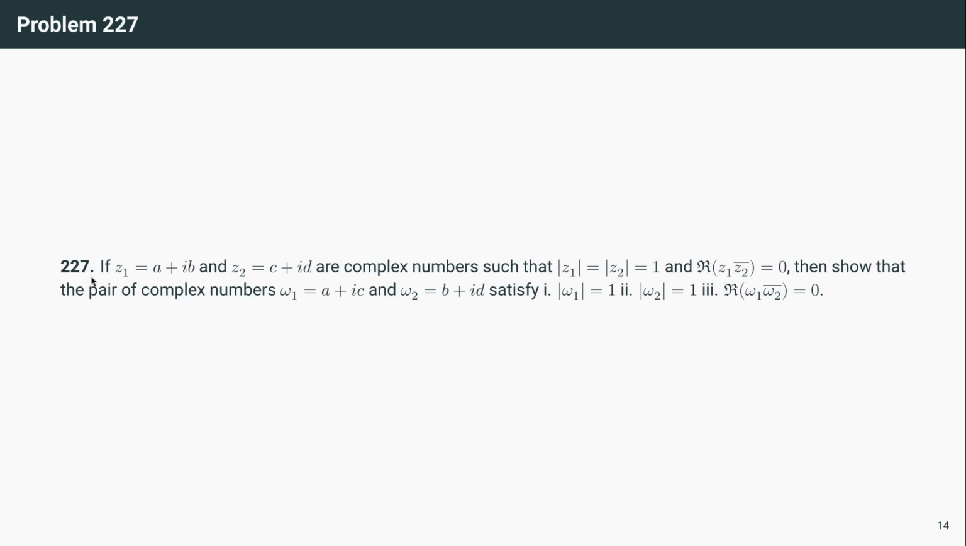Question 227 says that if z1 is equal to a plus ib and z2 is equal to c plus id are complex numbers such that mod of z1 is equal to mod of z2 is equal to 1 and real part of z1 z2 bar is equal to 0, then show that the pair of complex numbers omega 1 is equal to a plus ic and omega 2 is equal to b plus id satisfy first relation, first part, that is mod of omega 1 is equal to 1, mod of omega 2 is equal to 1. Third part is real part of omega 1 omega 2 bar is 0.